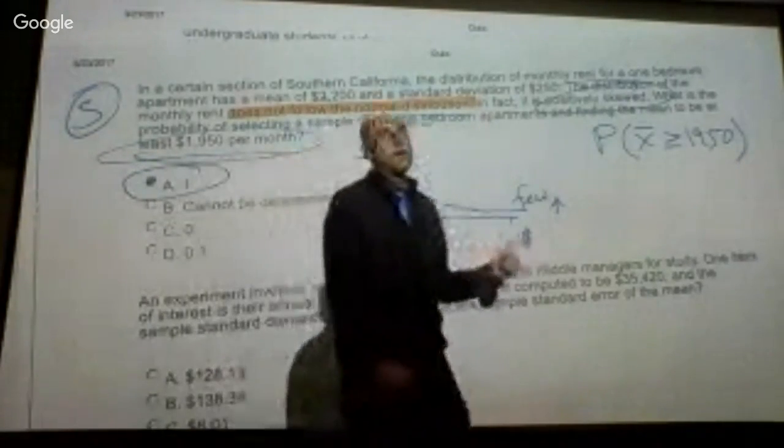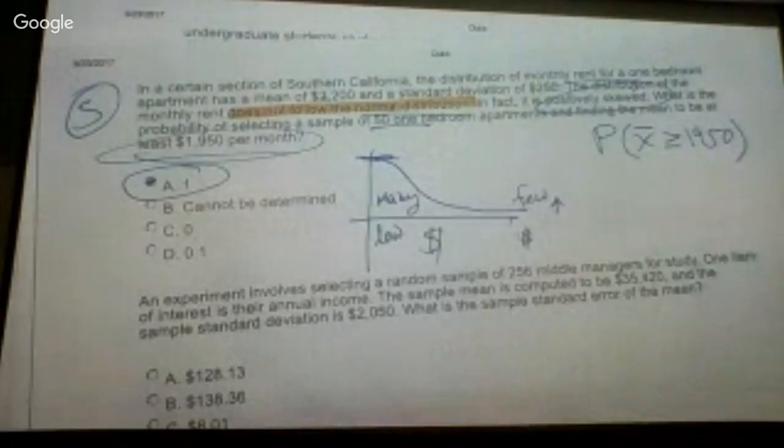This is just like the problems, I think, that 1 or 2 that we've done in class so far, 3 depending on which section you're in. But that's all we do. It's the same process of raw to z to area to probability, proportion, percent.